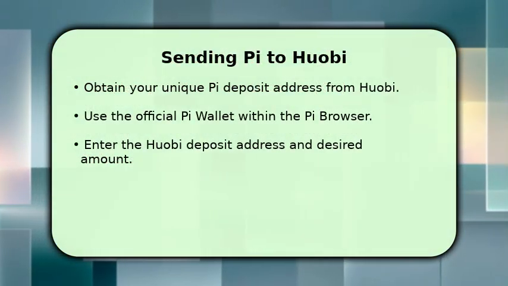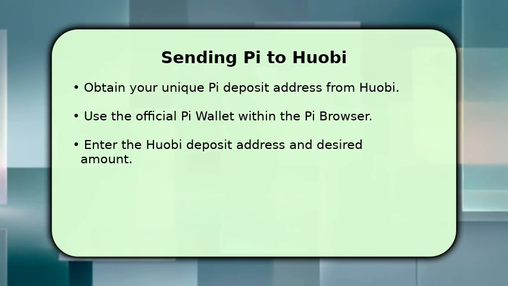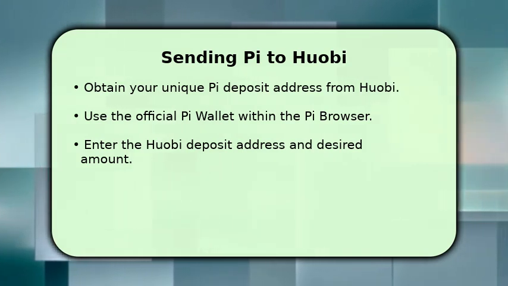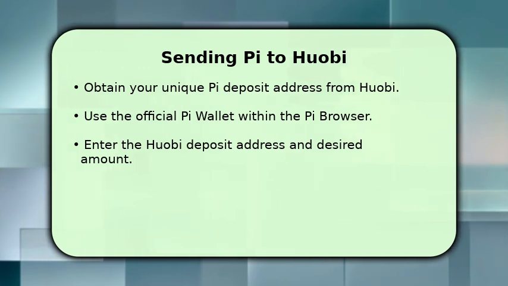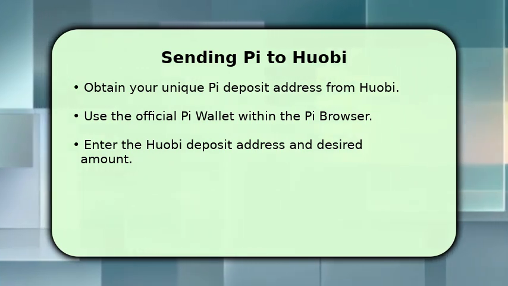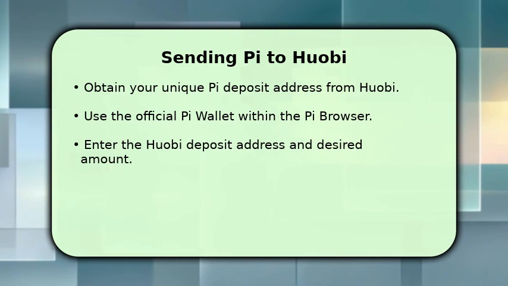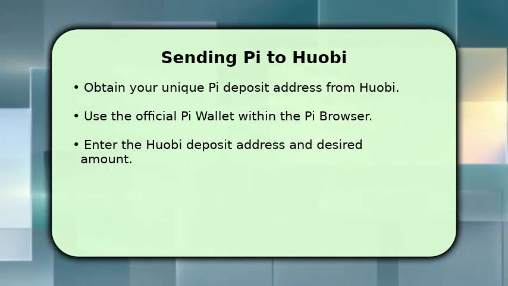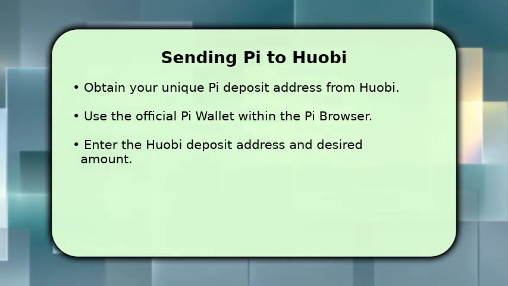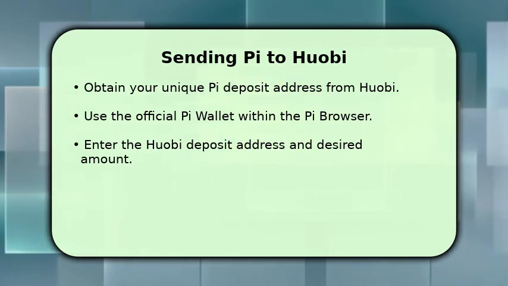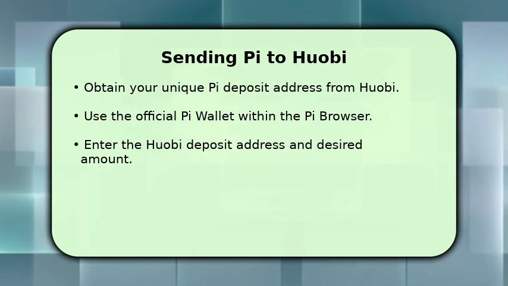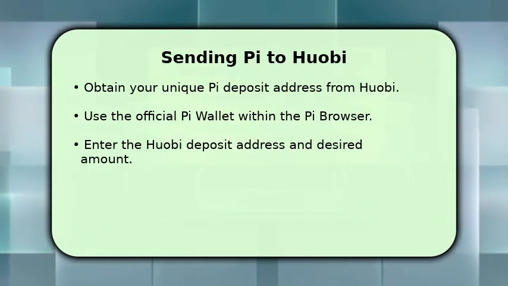Once your Pi is on the open mainnet, the next step is to get your deposit address from Huobi. Log into your Huobi account, navigate to the deposit section, and select Pi to generate your unique address. Then, open your official Pi wallet via the Pi browser, select Send, enter the Huobi deposit address, and specify the amount of Pi you wish to transfer. Always double-check the address before confirming to ensure accuracy.